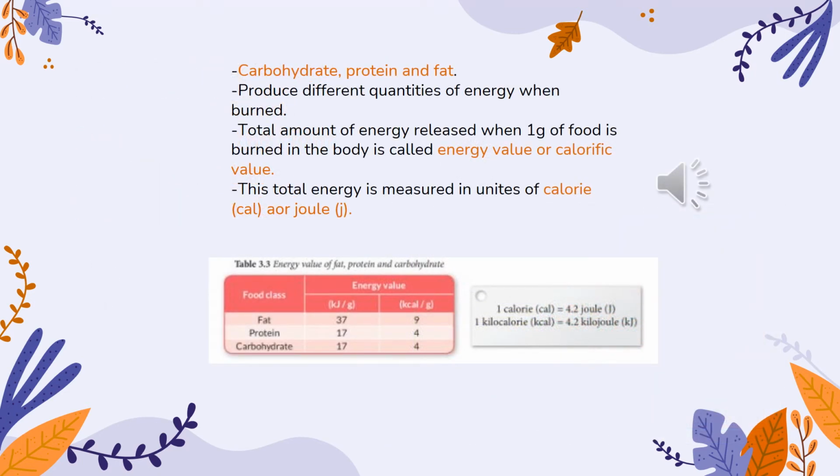Food contains some basic classes such as carbohydrate, protein, and fat. All of these basic classes produce different quantities of energy when burned. The total amount of energy released when 1 gram of food is burned completely in the body is called energy value or calorific value. This total energy is measured in units of calorie or joule.